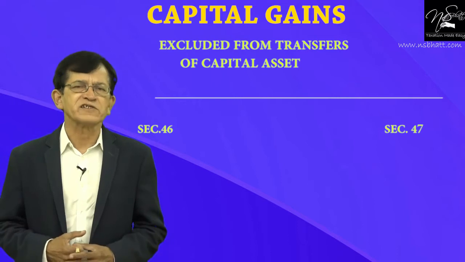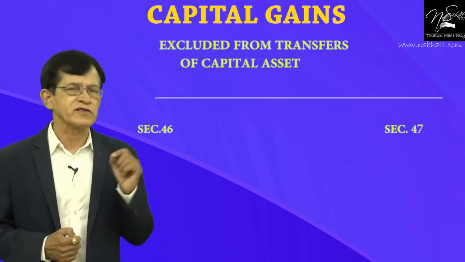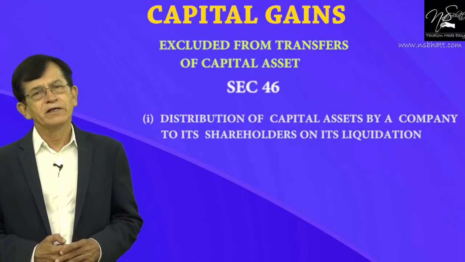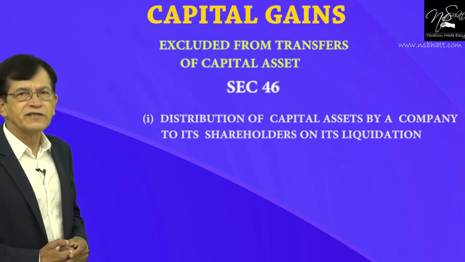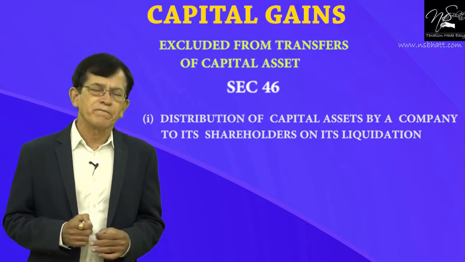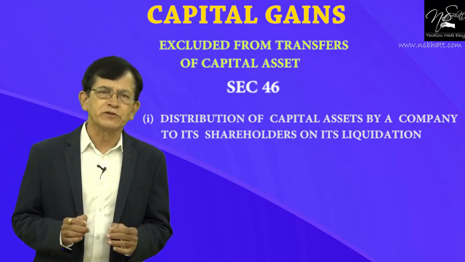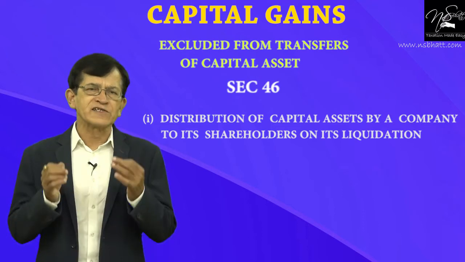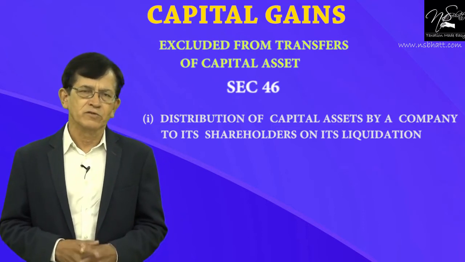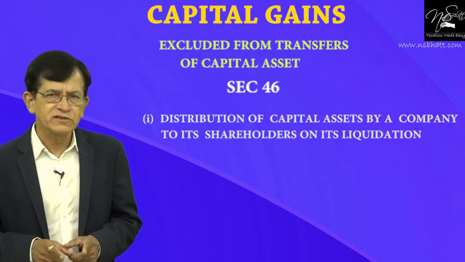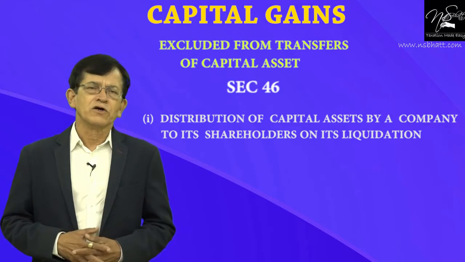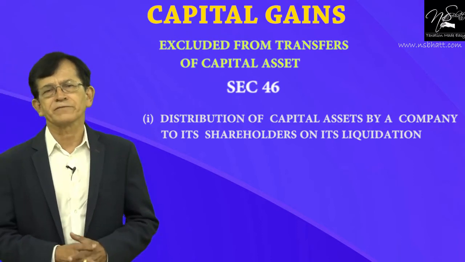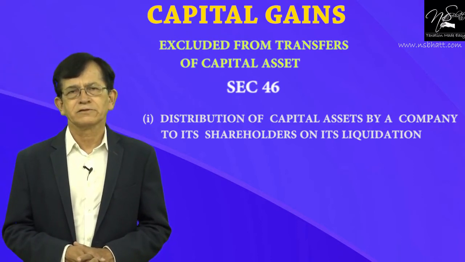Let's take the small Section 46 first. It's divided into two parts, 46(1) and 46(2). What does 46(1) say? It says that whenever assets are transferred by a company to its shareholders on its liquidation, it will not be regarded as a transfer for the company. On its liquidation.